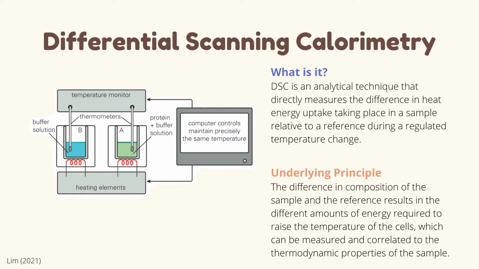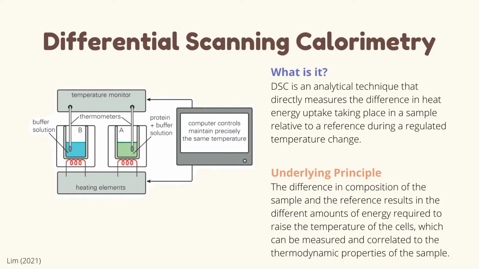This method is carried out in a differential scanning calorimeter, which involves the introduction of heat energy into a sample cell and the reference cell simultaneously, while identically increasing the temperature of both cells over time. The underlying principle here is that, due to the difference in the composition of the sample and the reference, different amounts of energy will be required to raise the temperature of the cells.